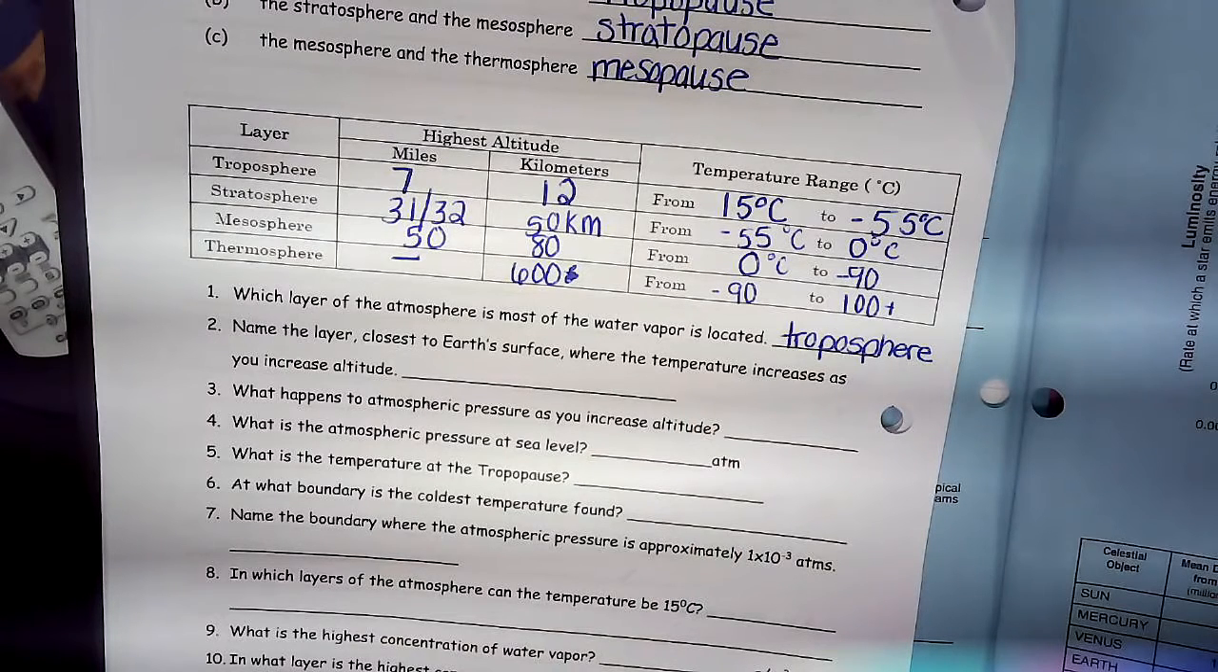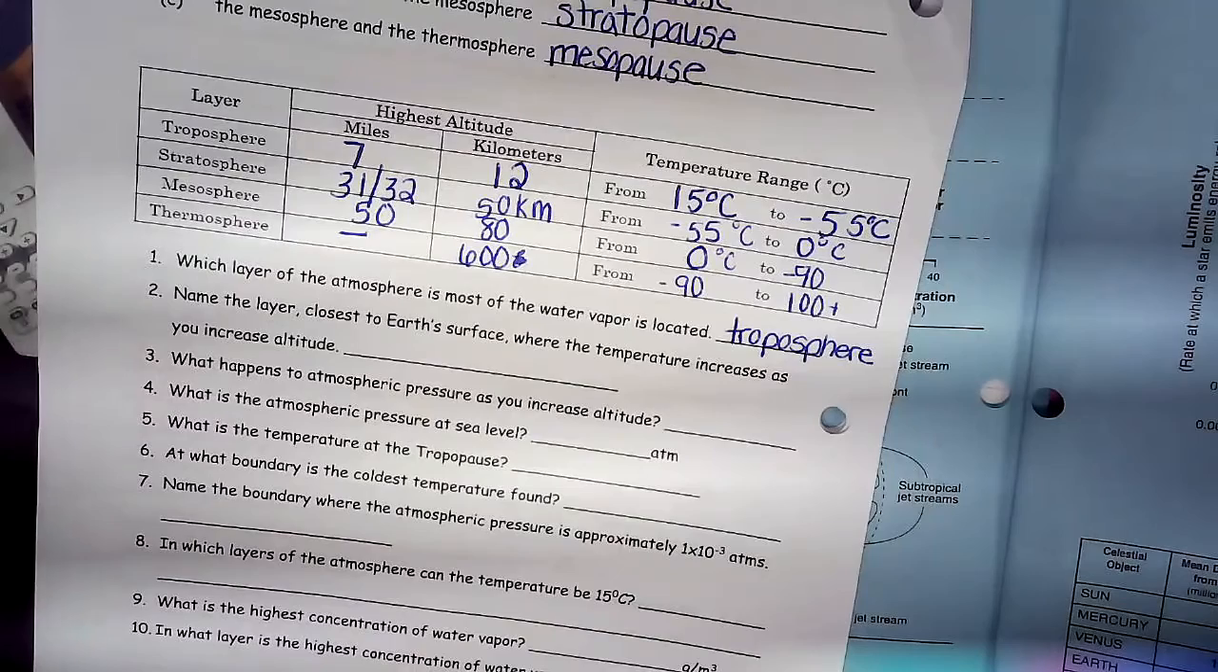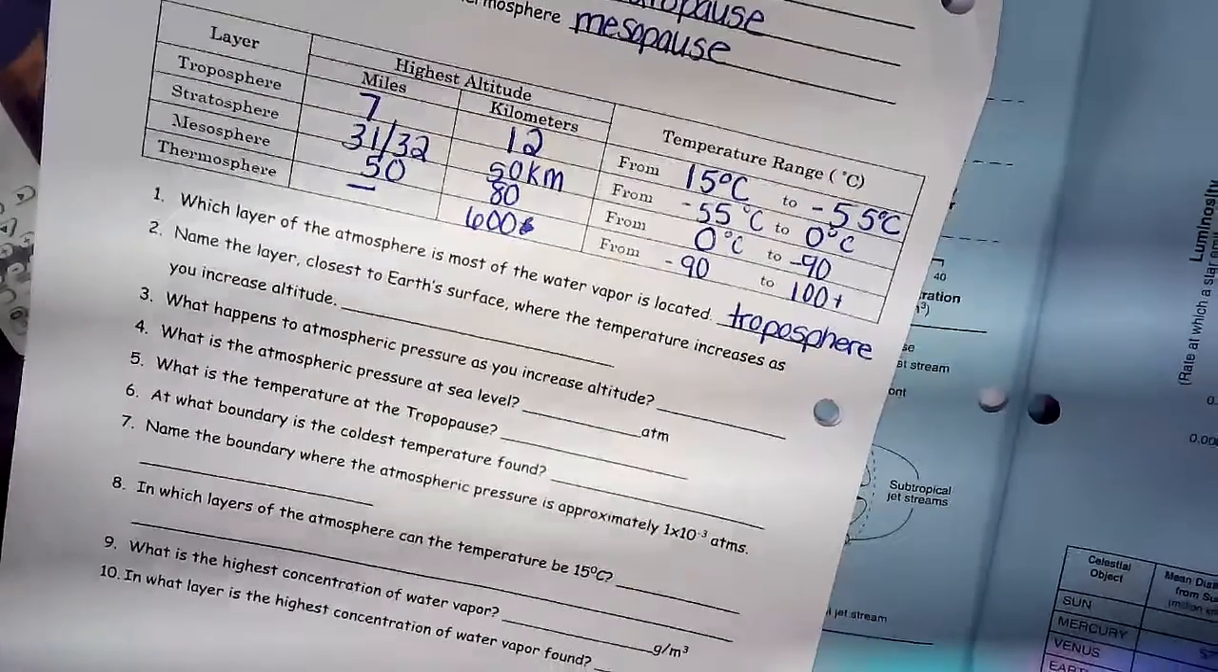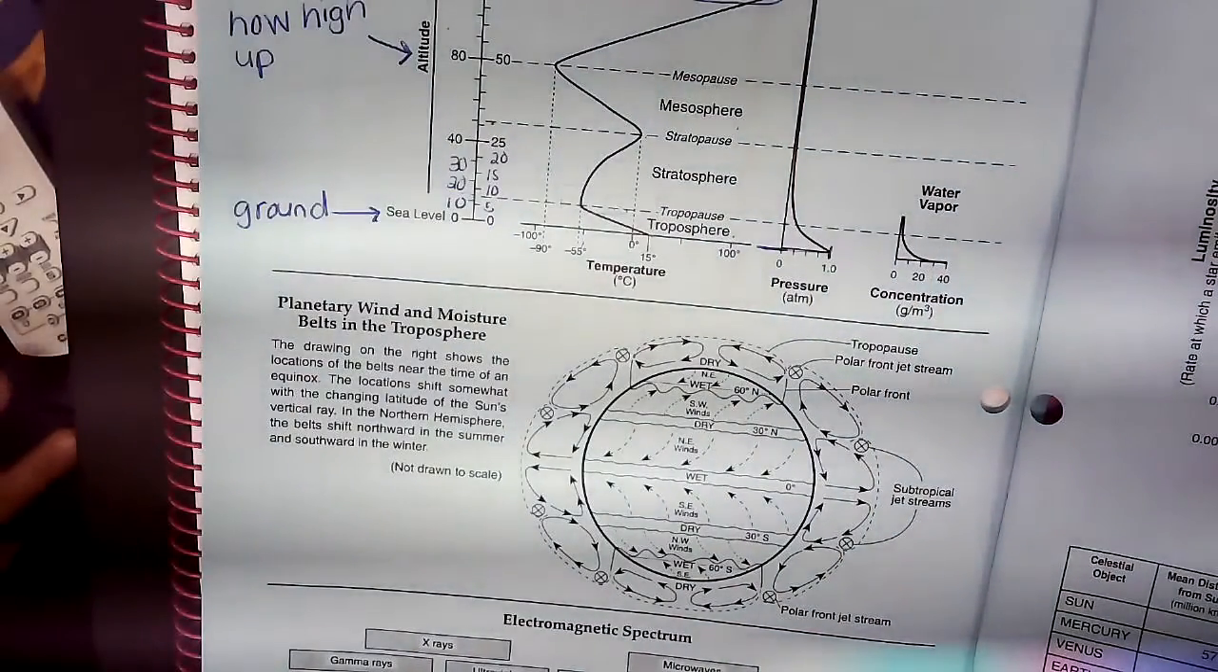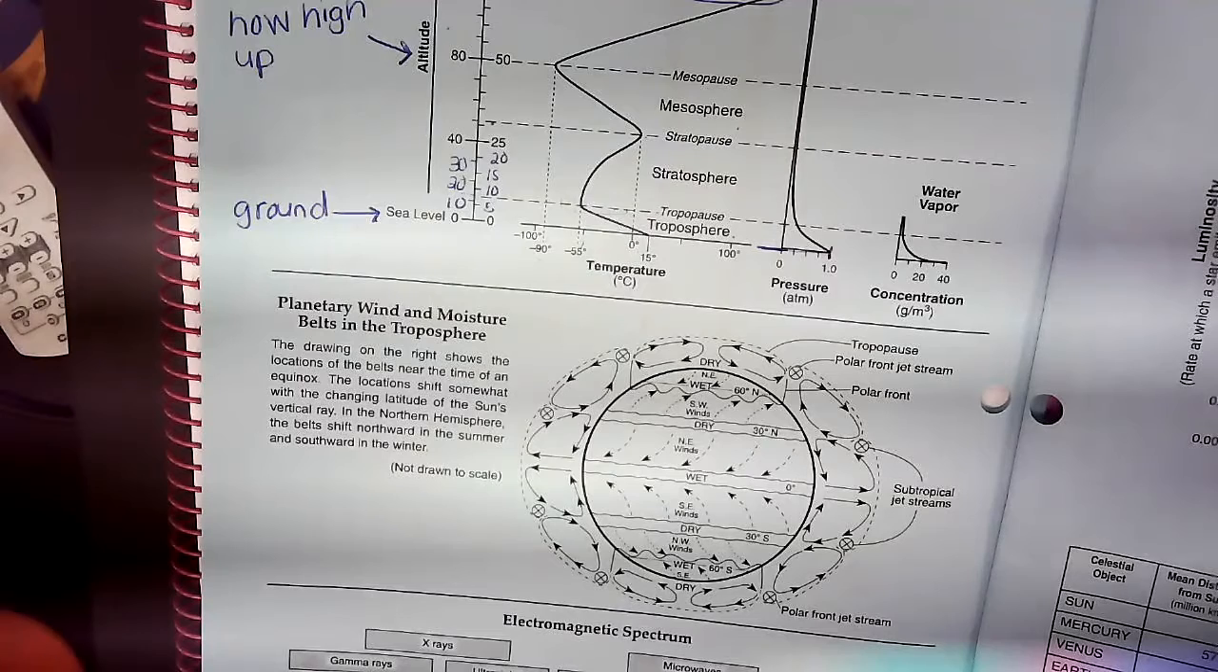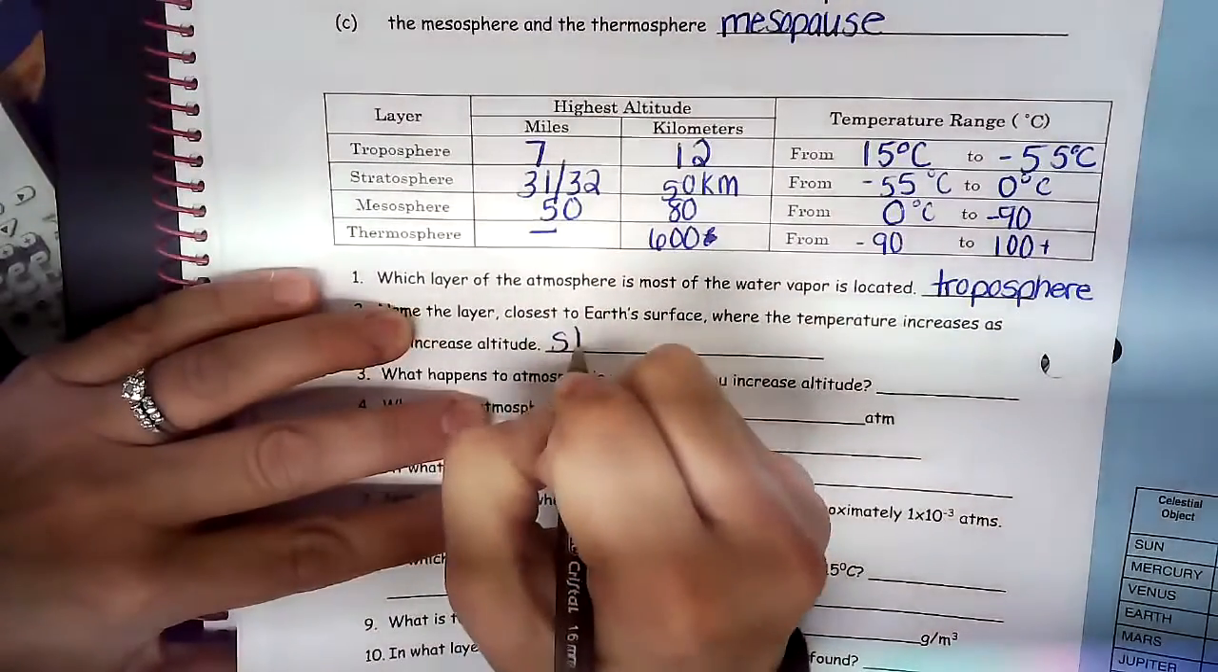Name the layer closest to Earth's surface where the temperature is increasing as you increase altitude. Everybody take a second to do question 2 and don't get tricked. I want everyone to do it without saying anything out loud. So I want where the temperature is increasing. Devin, I see you writing something. What'd you write? Devin is correct. Stratosphere.